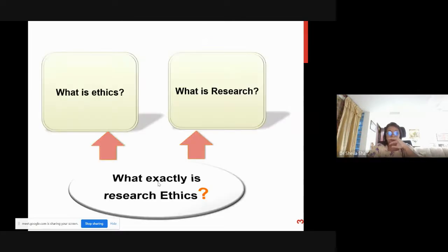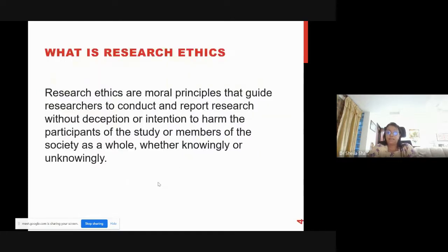All right. So let's see what is ethics, what is research, and how they are combined together. Ethics is a way of life. That means we have some principles in our life that we need to follow, that is called ethics. So how does this ethics fit in our research? What exactly is research ethics? Research itself has its own ethics. Research ethics are moral principles that guide researchers to conduct and report research.